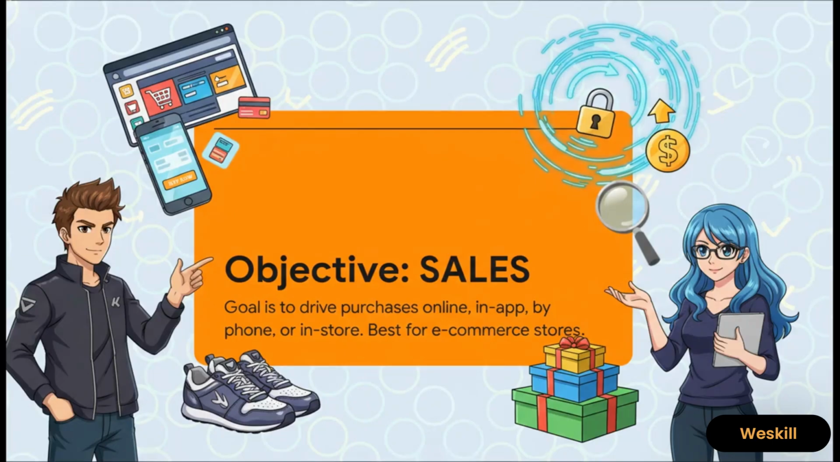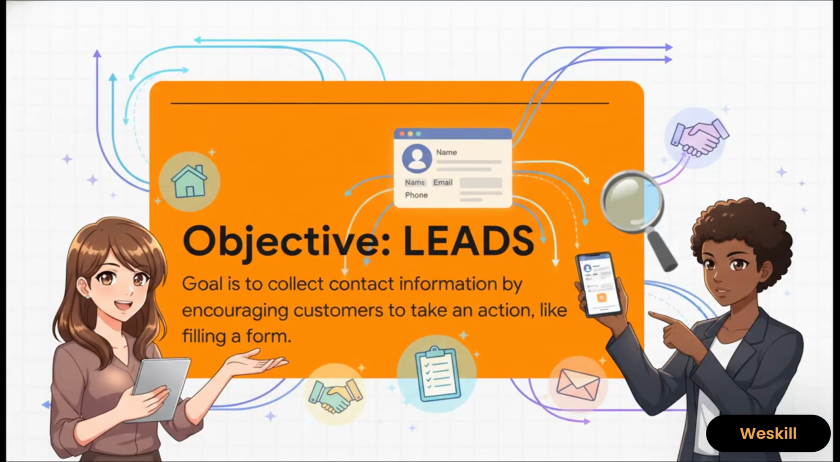First up, we've got the most direct one, sales. This is pretty straightforward. Your goal is immediate revenue. You're an e-commerce store selling sneakers, or maybe a software company selling a subscription. The finish line here is a transaction. You want someone to see your ad, click it, and buy something. Simple as that.